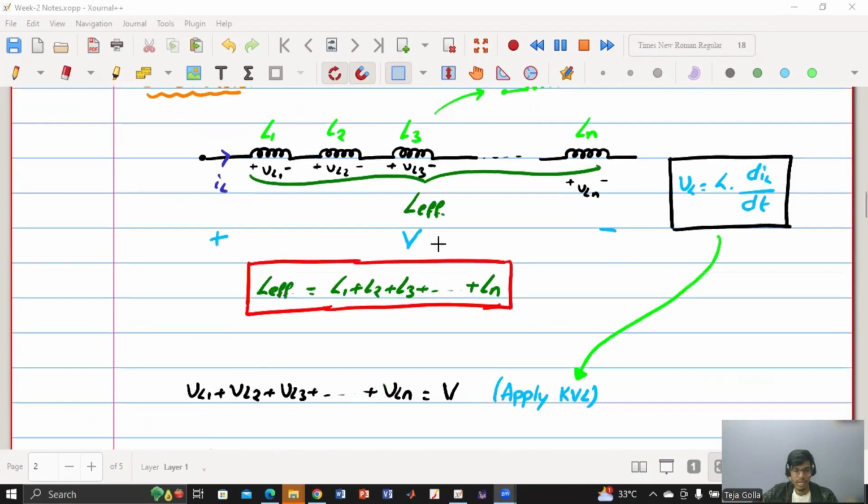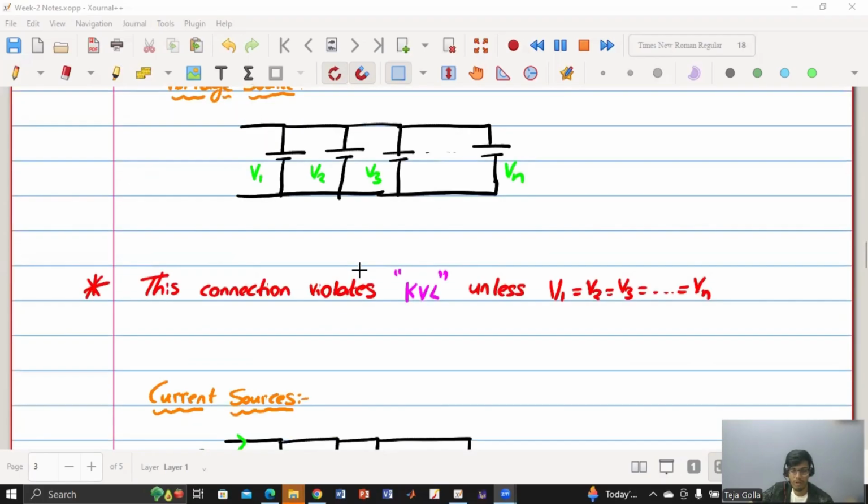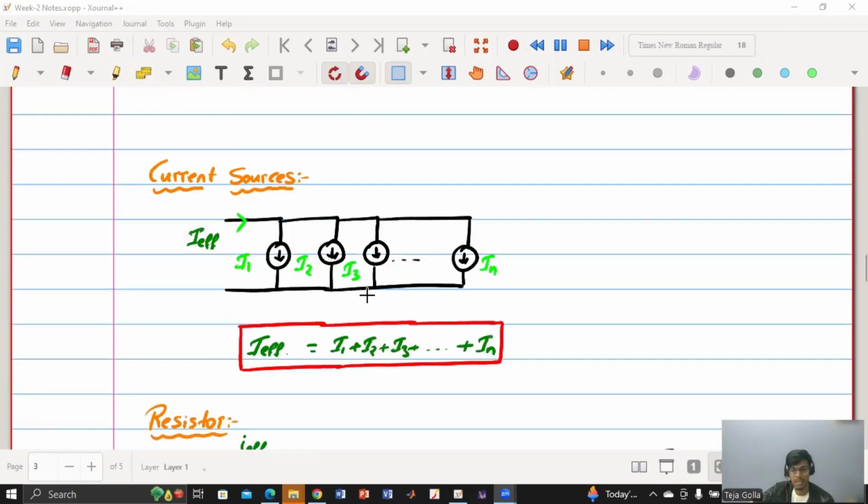Similarly, the second case is voltage sources connected in parallel, and they will also violate KVL if these voltage sources have unequal values. So these two connections should not be made: parallel connection of voltage sources and series connection of current sources. They should be avoided because they violate KVL and KCL respectively.